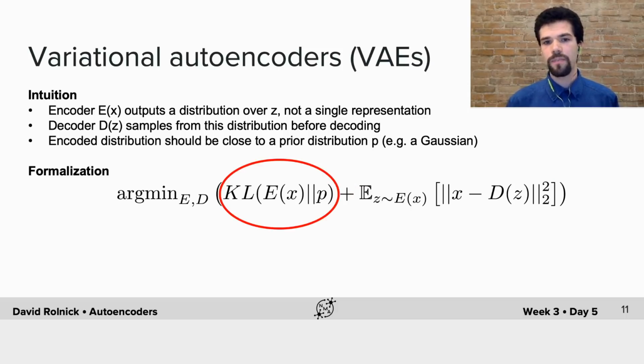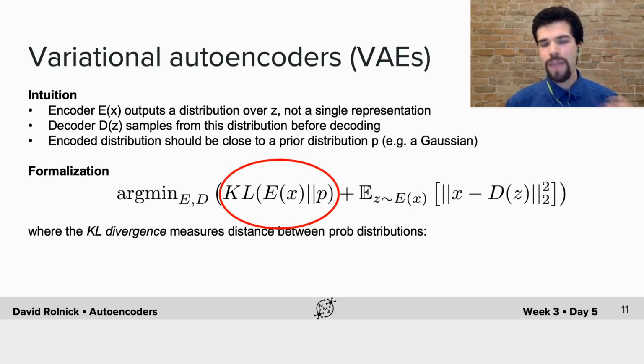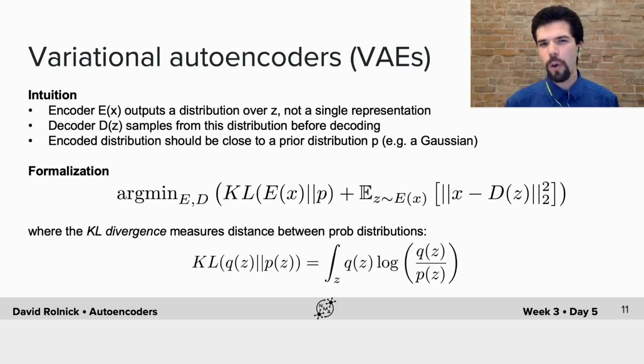Now what's this term? This term is the KL divergence between the distribution e of x, the output of the encoder, remember it's a distribution, and the prior distribution p. KL refers to the KL divergence, which is just a measure of distance between probability distributions. Formally, it's this. But you should think of it just as how far away is e of x from p. Now, formally, the KL divergence is a really cool thing. It's relevant in many parts of machine learning. It's connected to entropy, mutual information. I'll let you explore it on your own. But just for the moment, think of it as a way to measure distance between e of x and p.